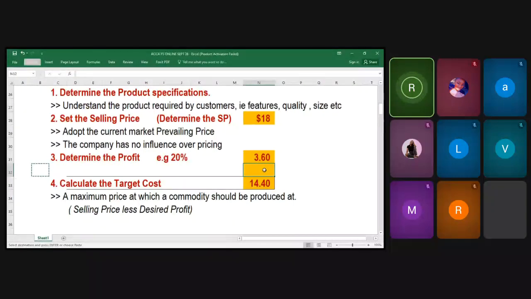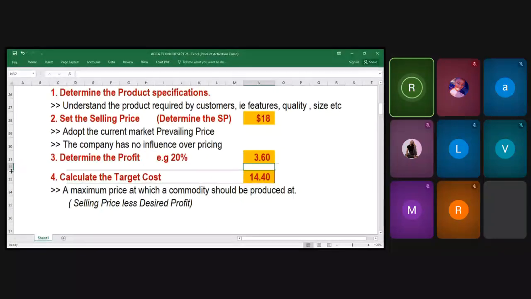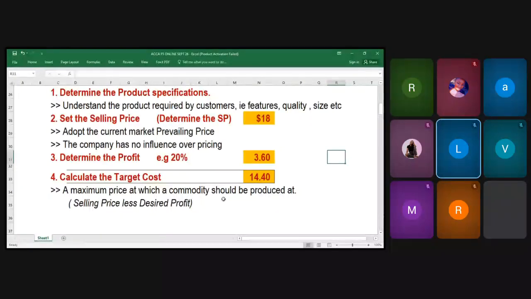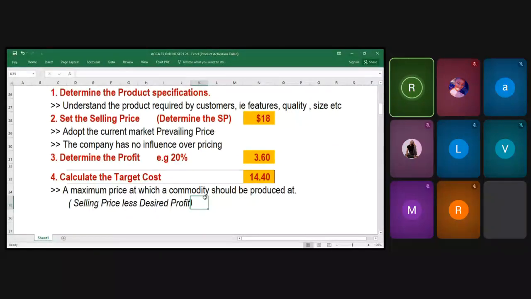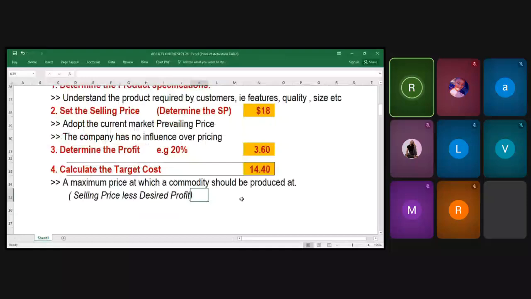Guys, you understand? Are you still there, my friends? Yes, we understand, sir. Thank you. Right. The maximum price we should produce our product at is $14.40. So we have to quantify that.